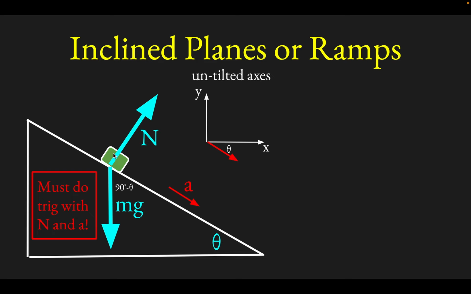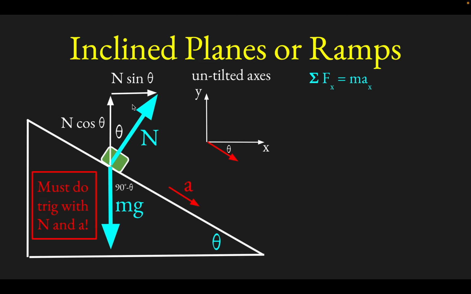If this angle's theta, the angle between mg and the surface of the ramp would be 90 minus theta. And the angle between n and, say, the vertical would be theta. So the component of n that is vertical would be n cosine theta. Why cosine? Because this component would be adjacent to the known angle. And if we want the component of n that's along our x-axis, that's going to be n sine theta.